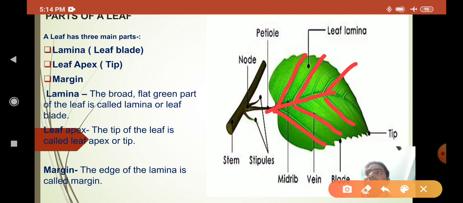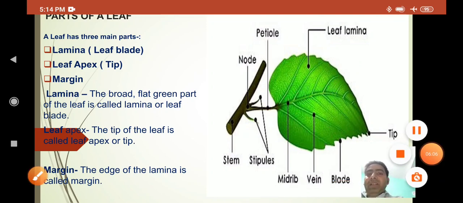The design or pattern made by the veins in a leaf is called leaf venation. Different designs are there. Those designs are called leaf venation.